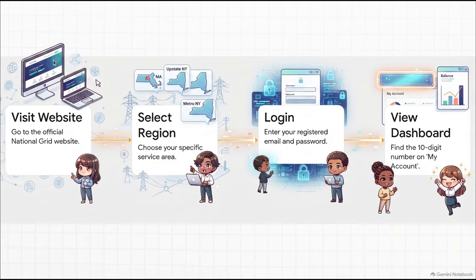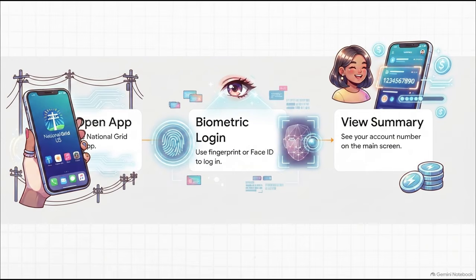Next up, pop in your registered email address and password on the login screen. Once you're in, you'll be taken directly to the My Account overview page. And boom, right there at the top of the main dashboard, sitting alongside your current balance, is your 10-digit account number. Let's move on and see how this builds if you're on a smartphone.